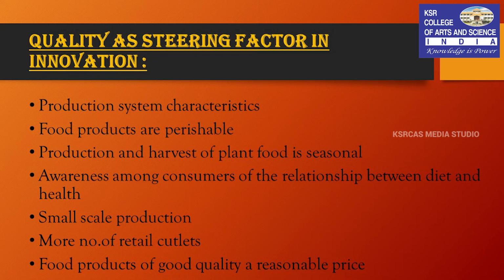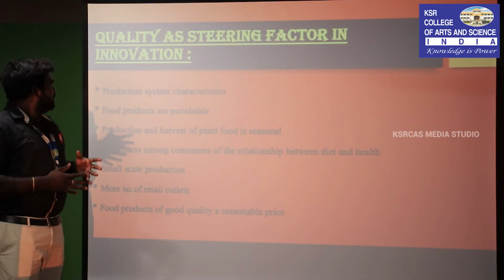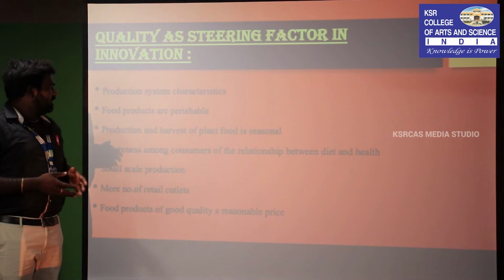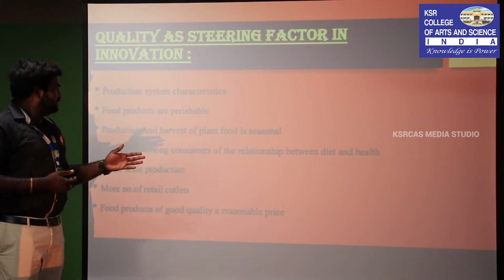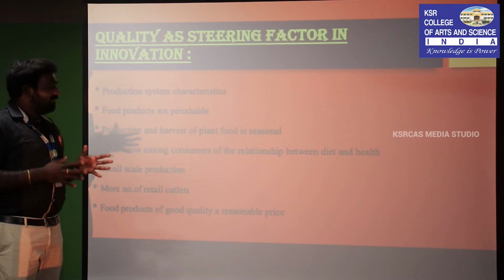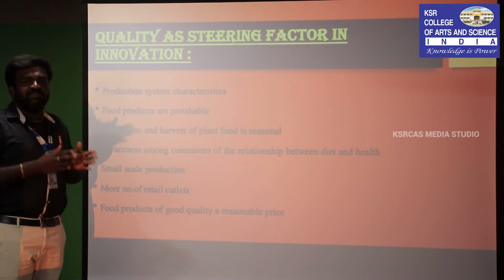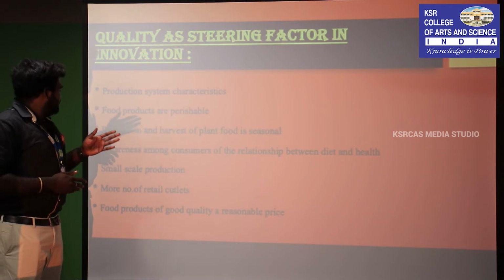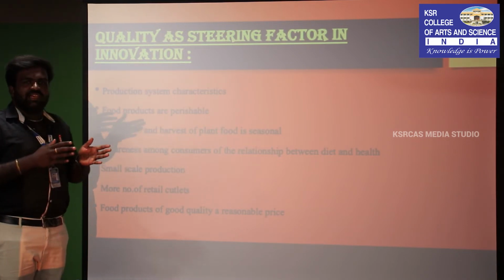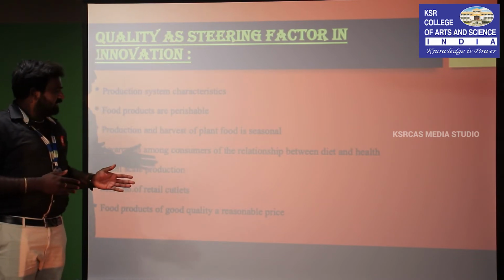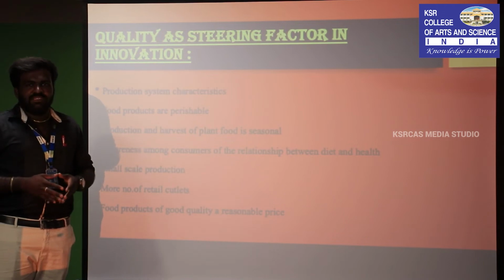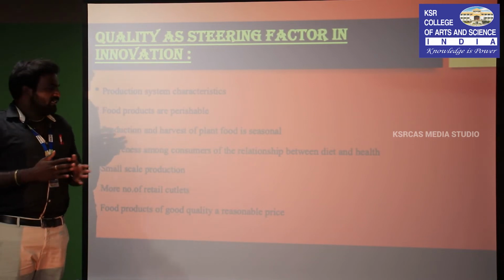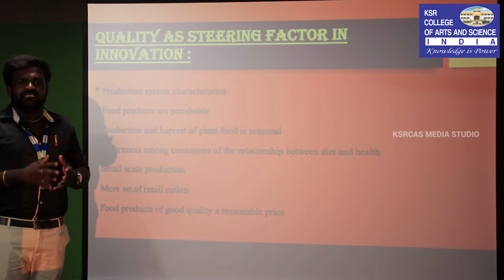The next slide discusses the factors of innovation. Factors of innovation include the production systematic characteristics and that food products are perishable. Then production and harvest of plant food is seasonal. Then awareness among the customers of the relationship between diet and health, which is the most important in food quality. And then small scale production, more number of retail outlets, and food product of a good quality at a reasonable price. So, we must give high quality at a low price. So, it will move easily and attract the customers.